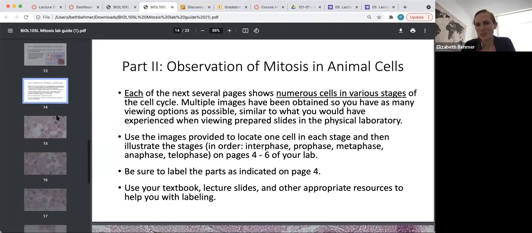Each of the next several pages, it's important to note, shows numerous cells in various stages of mitosis. So you'll use the images to locate one cell in each stage and then draw it. Be sure to label the parts as indicated on page 4 of your worksheet, and you can also use your lecture slides or your textbook to help.